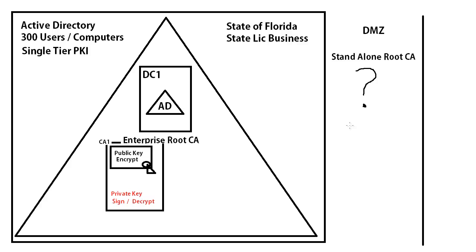Or do you want them to go to a website, make a request? You can verify it real quick because you have some other ways to verify that they're good residents of the state of Florida. Sign it, put your seal of approval on it, and then give it right back to them in one fell swoop. So the standalone root will work. It's just more administrative overhead.